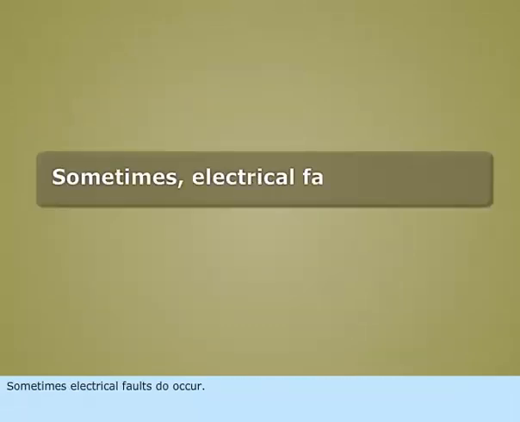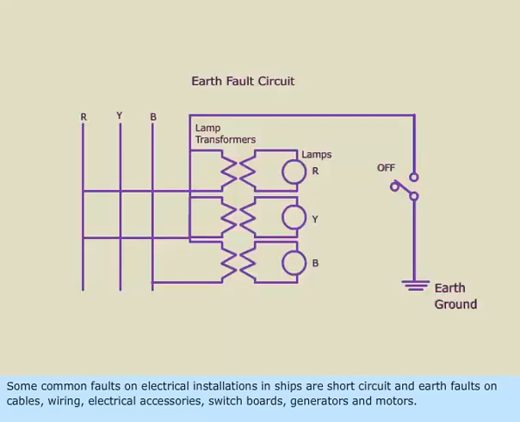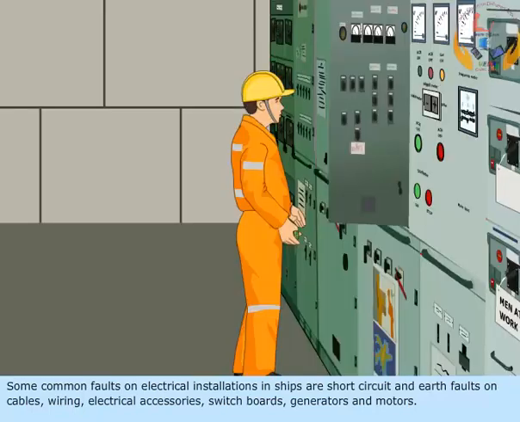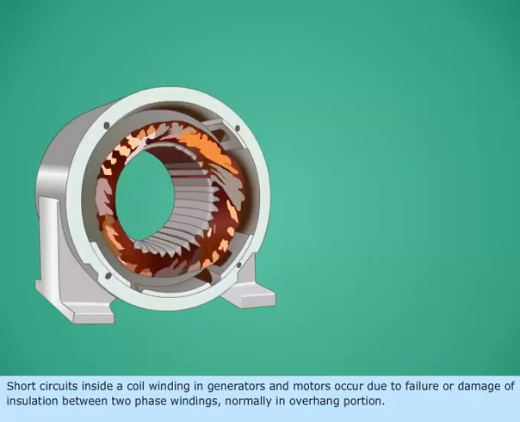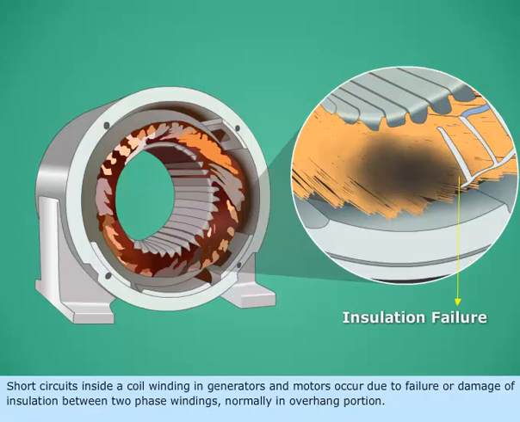Sometimes, electrical faults do occur. Some common faults on electrical installations in ships are short circuit and earth faults on cables, wiring, electrical accessories, switchboards, generators, and motors. Short circuits inside a coil winding in generators and motors occur due to failure or damage of insulation between two phase windings, normally an overhang portion.